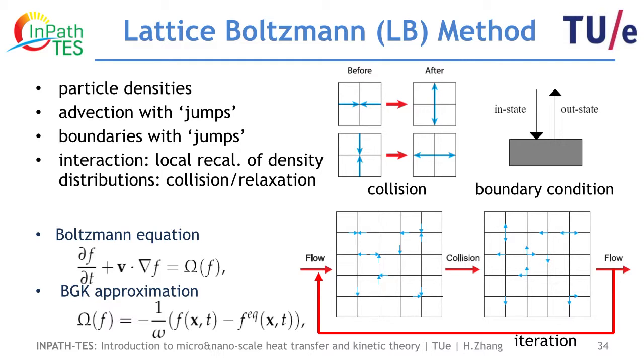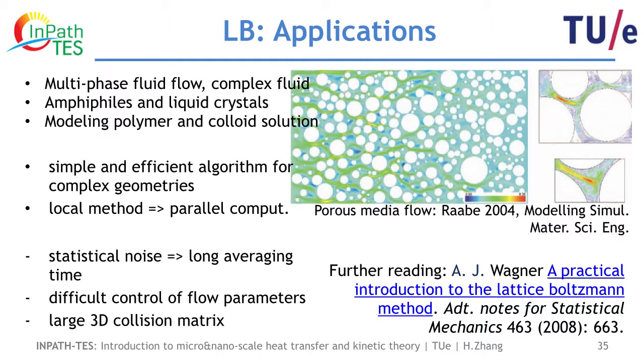The figure here depicts a most simple case of a two-dimensional HPP lattice. The two collision cases are horizontal and vertical collision. In the calculation, the flow and collision are iterated. The lattice Boltzmann method has many successful applications to study multi-phase flow, porous medium flow, complex fluid, amphiphilic fluids, liquid crystals, polymers, and colloid solution.